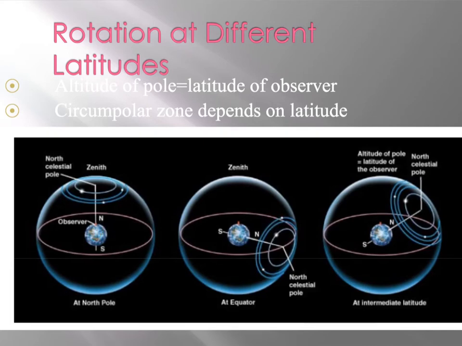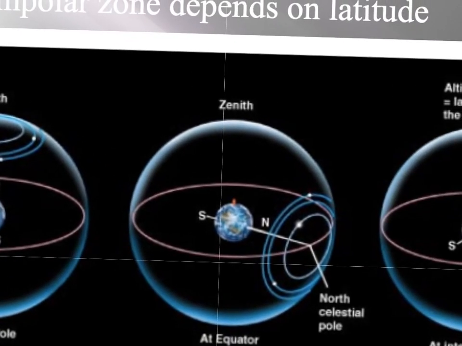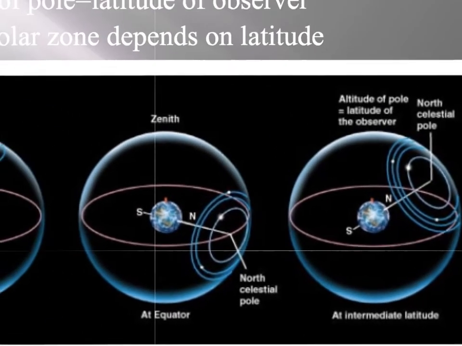So here we can see that the observer is located right at the North Pole, right there. So the zenith and the NCP would be the same. Here would be our example at the equator. So we could see that the horizon and the NCP would be the same. And then here would be mid-latitude. So we can see that all of those are dependent on the location of the observer.